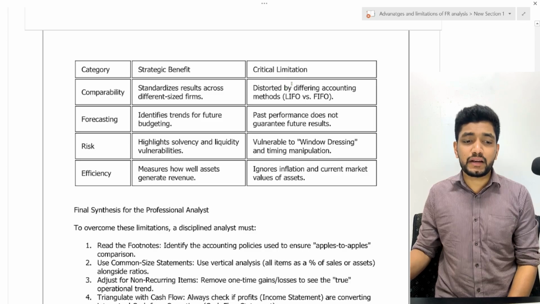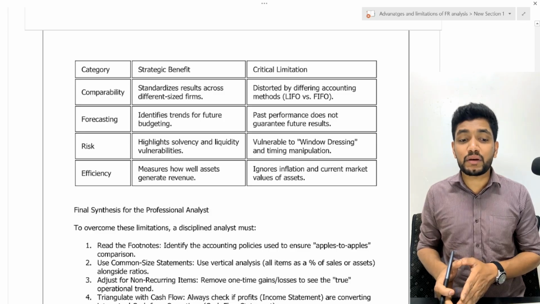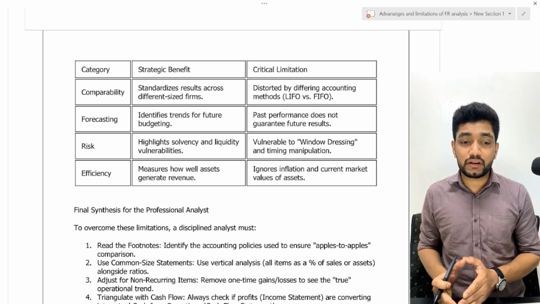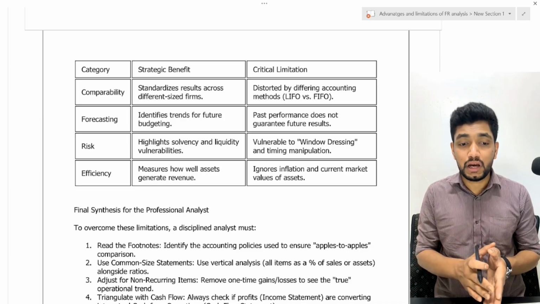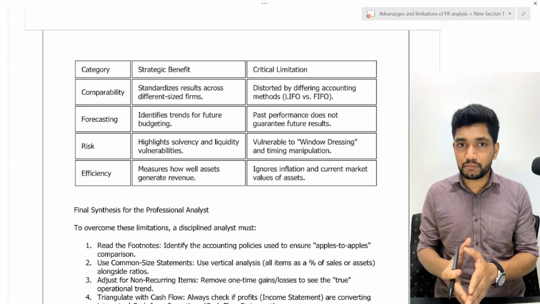But if you're comparing, there can be distortion by differing accounting methods. Like if the two companies are using different accounting methods for inventory valuation, if one company follows LIFO and another company follows FIFO, this comparison may not be 100% meaningful.